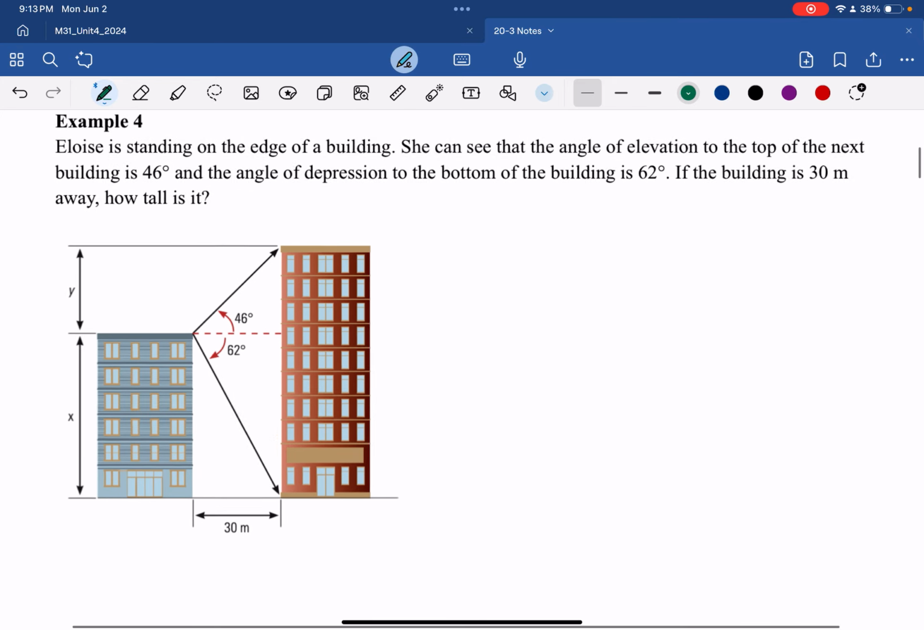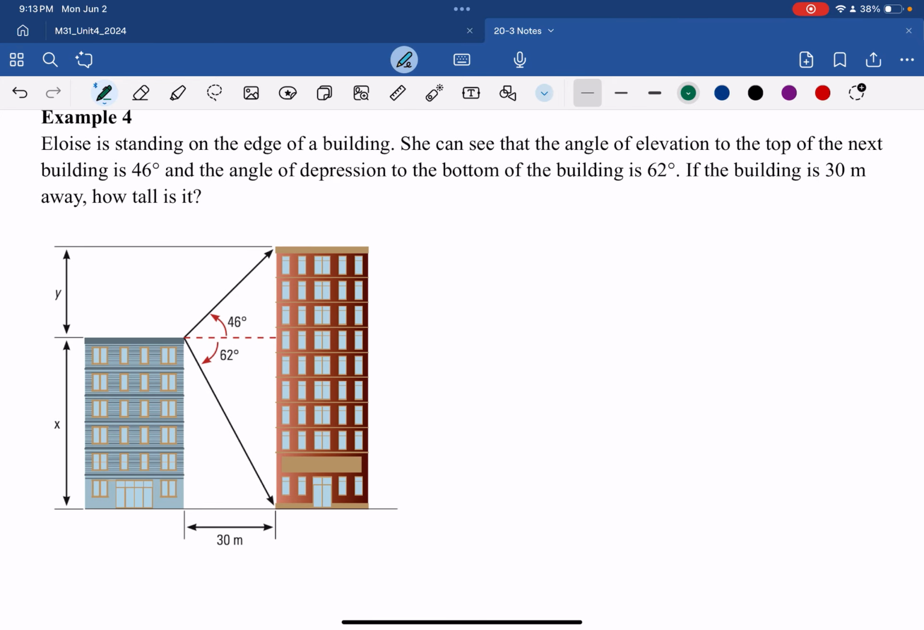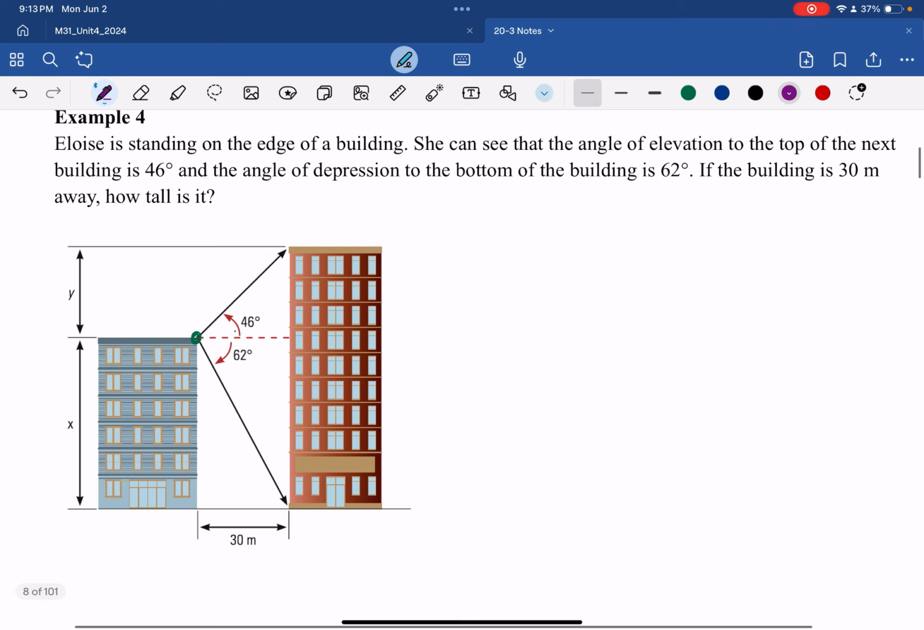Okay, and on to question 4. Eloise is standing at the top of a building, so we're looking at right here. She can see that the angle of elevation to the top of the next building is 46. Okay, so that's given in the diagram. And the angle of depression to the bottom of the building is 62 degrees. If the buildings are 30 meters apart, how high is the building? So I'm given information, and this 30 meters, even though it's written down here, it's going to be the same distance right here if I write it.